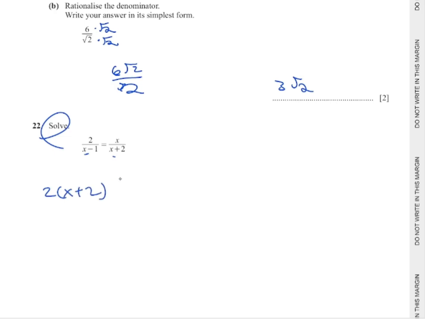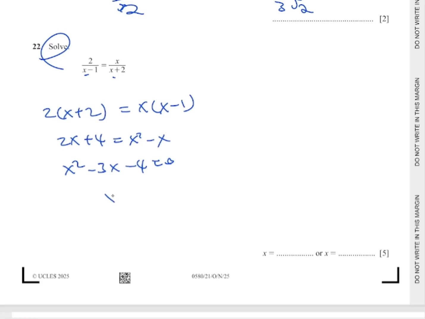We get 2x plus 2 equals x times x minus 1, which is 2x plus 4 equals x squared minus x. So we get x squared minus 3x minus 4 equals 0. This simplifies to x minus 4, times x plus 1 equals 0. So x is either 4 or -1.